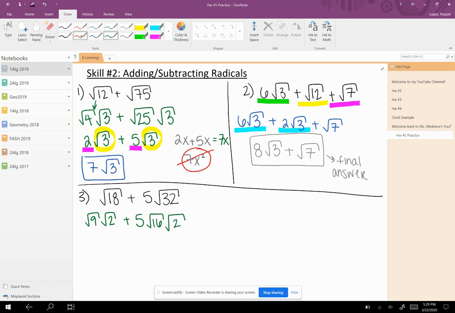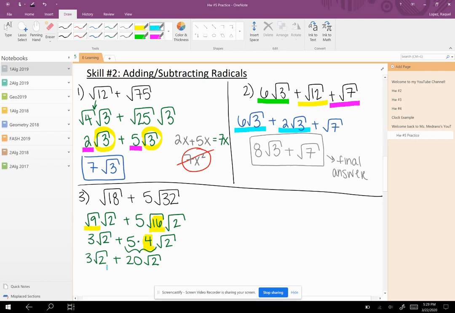All right, let's start simplifying. I can simplify this root 9. So root 9 becomes 3, root 2 plus 5. Square root of 16 is going to turn into 4. So I really have times 4 root 2. So that's where that 4 comes from. Okay, guys. So I took the square root of 16 and that became 4. Okay, so let's go ahead and simplify this further. That first part, 3 root 2 stays 3 root 2 plus, and now I'm going to multiply the 5 and the 4. So 5 times 4 becomes 20. And that root 2 is going to come along for the ride.